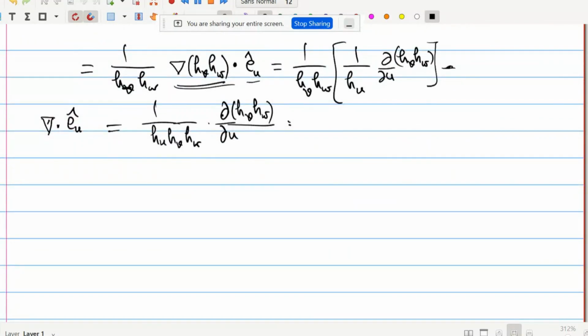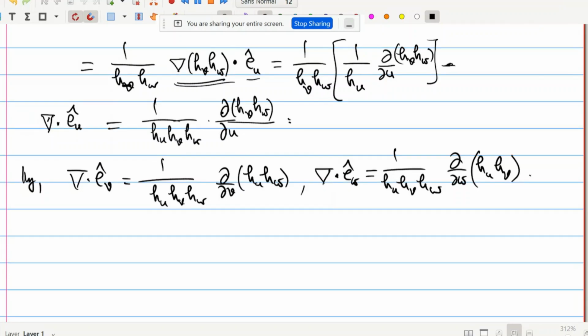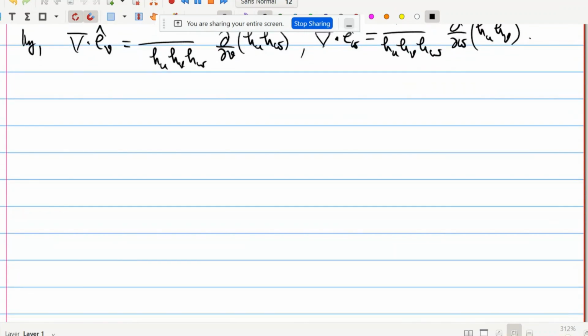So now you can write similarly. Del dot EV cap will be as it is, 1 by HU, HV, HW, only thing is dou V of HU, HW. Del dot EW cap equals 1 by HU, HV, HW, dou W of HU, HV. Okay, so now you just go and substitute all this into your del dot F.